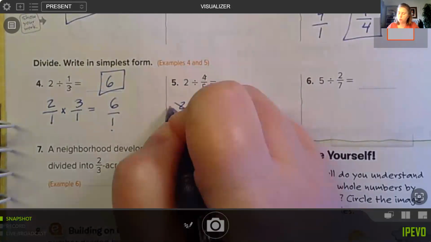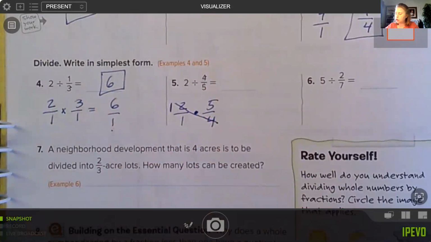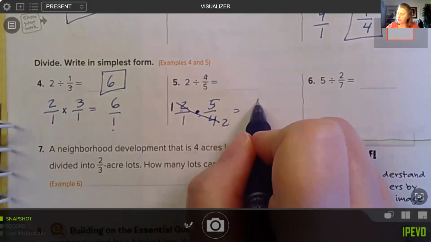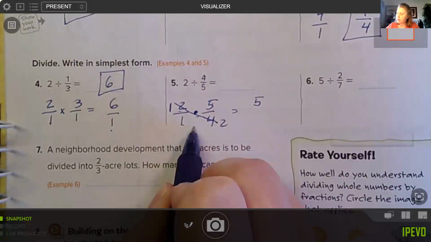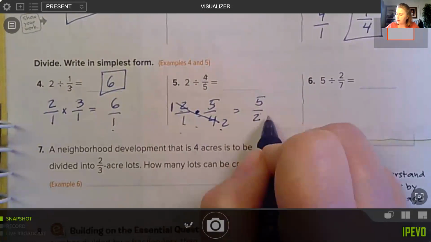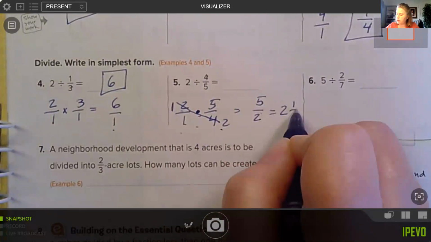2 divided by 2 is 1. 4 divided by 2 is 2. Numerator times numerator, 1 times 5 is 5. Denominator times denominator, 1 times 2 is 2. 5 halves is the same as 2 and 1/2.